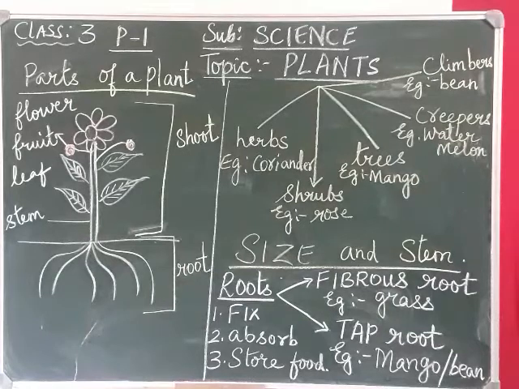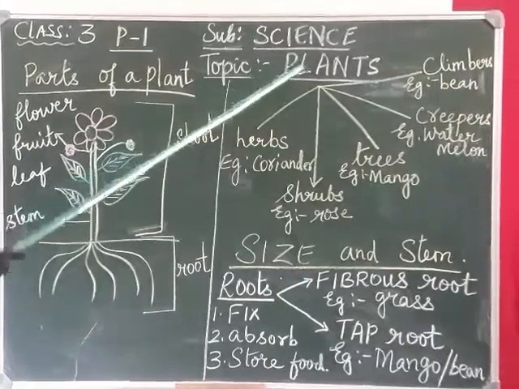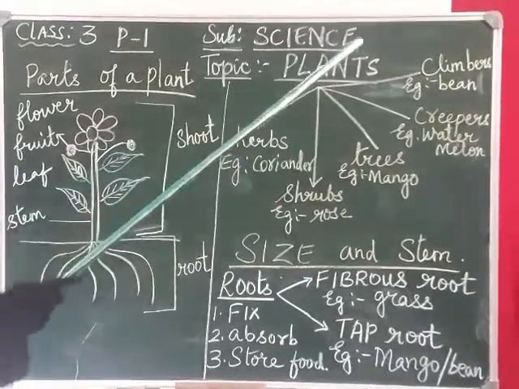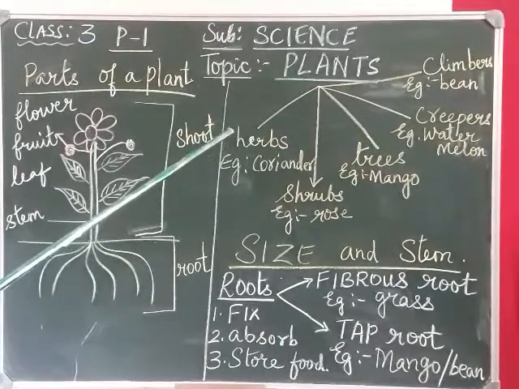Today we are going to do subject science and it's a very interesting topic, that is plants. As we all know that living things mostly depend on the plants for their food, directly or indirectly. Okay, so it is plants which give us food and also oxygen. So plants are mainly divided into 5 types. How many types? 5 types.